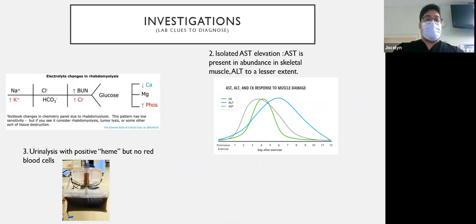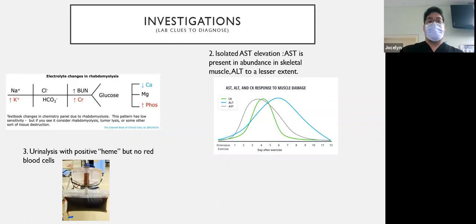The third one is urinalysis. The patient comes with tea-colored urine, then you send for UFEME. UFEME shows blood 3+, so I want to confirm back. That's why we send for urinalysis. Urinalysis will show no RBC. Why is there no RBC? Because the myoglobin itself is colored, giving the tea-colored urine.